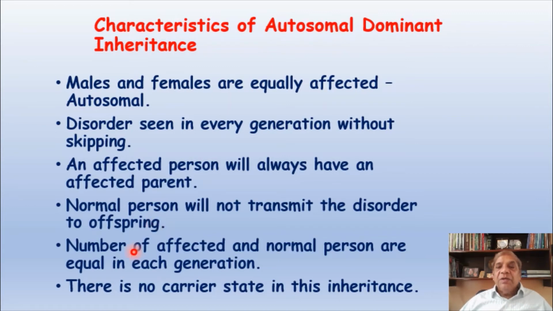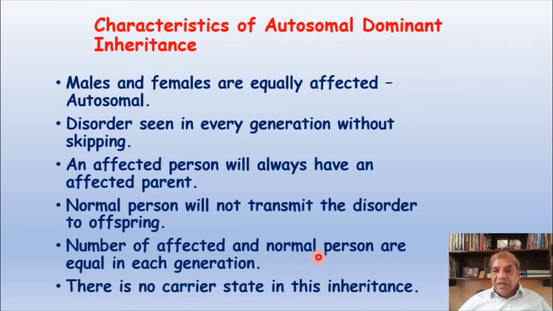So you can tell your patient that if you are having two children and one is affected, the disease will never come to the family of the unaffected child, because he or she is normal. That is very important to tell your patient. The number of affected and normal persons is equal in each generation.